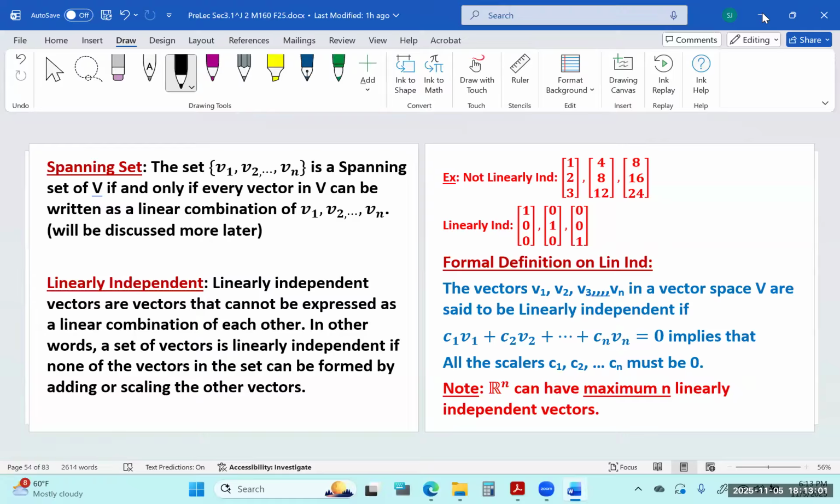Means, for example, this doesn't span R3. Why not? Because even though we have 3 vectors, they are not linearly independent. On the other hand, this spans R3. Why? Because we have 3 vectors in R3. So R3 can have a maximum of 3, and we have all 3. And they are linearly independent. So if you have 3 linearly independent vectors in R3, that means they span the entire R3 space.